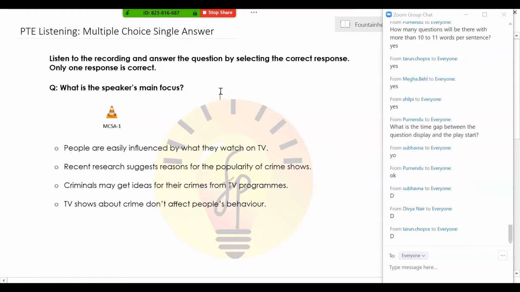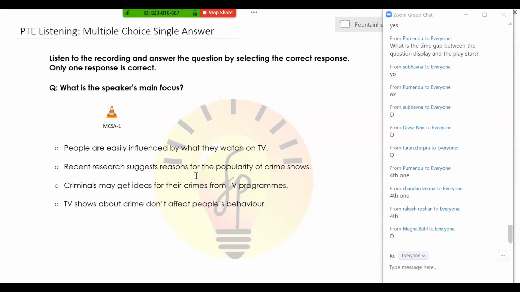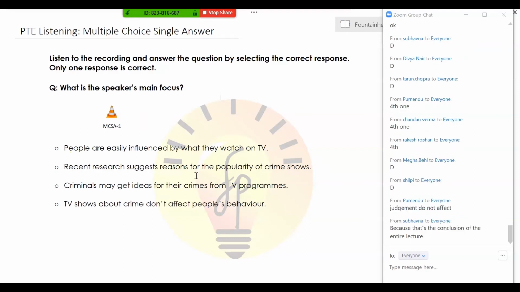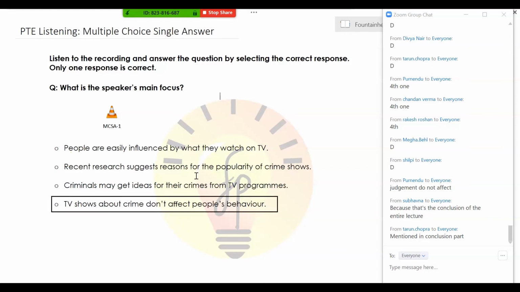So I'm waiting for a few more answers. Okay, so all of you are saying it's D. Okay, very good. Why is it D? You should always ask yourself why. That's very important. Judgments do not affect. Very good, because that's the conclusion of it. Mentioned in the conclusion part. Yes, so most of you got it correct. Any doubts in this? I don't think so, because I think all of you said the same answer. So if you listen with an intent, you will get it.